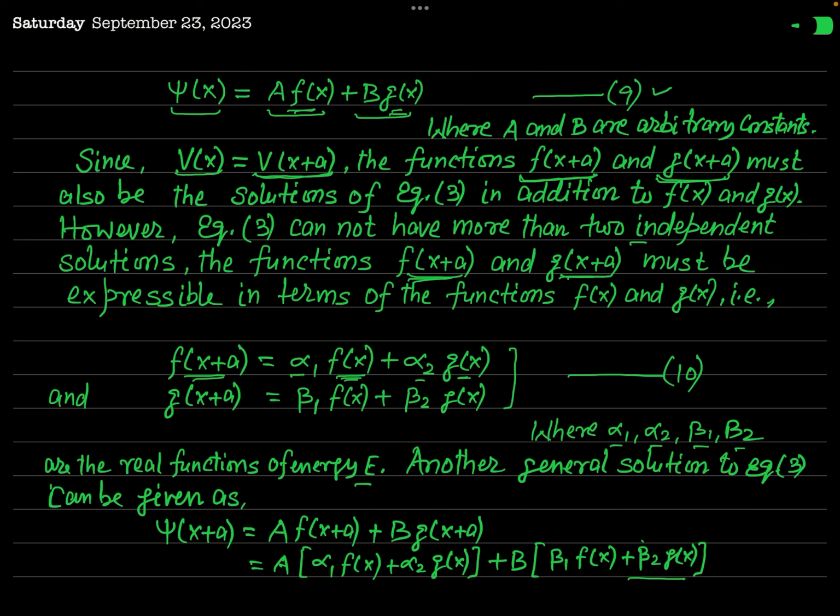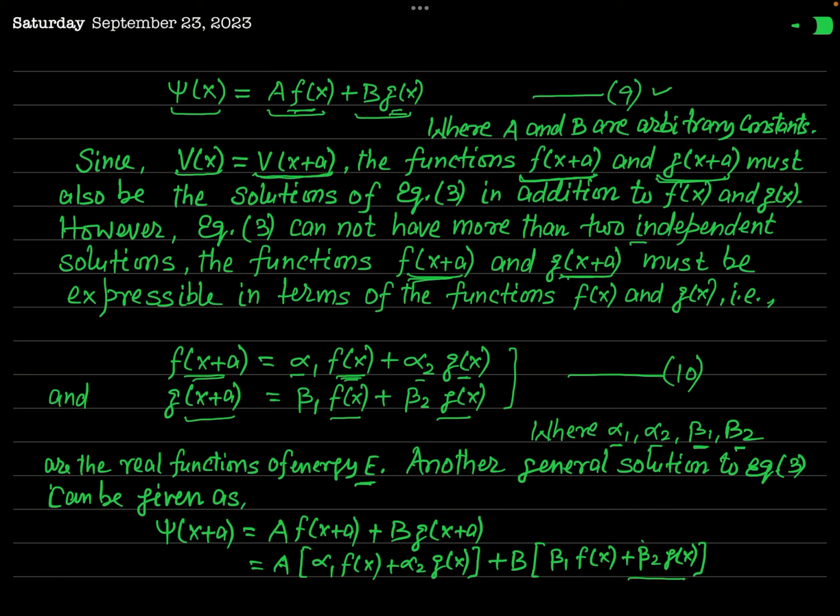And in a similar manner, you can also say that this dependent solution g of x plus a can also be expressed as a linear combination of f of x and g of x. So g of x plus a can be written as beta 1 f of x plus beta 2 g of x. Okay. In fact, these four constants, alpha 1, alpha 2, beta 1, beta 2, are all real functions of energy E. It means alpha 1, alpha 2, beta 1, beta 2 depend on energy E.